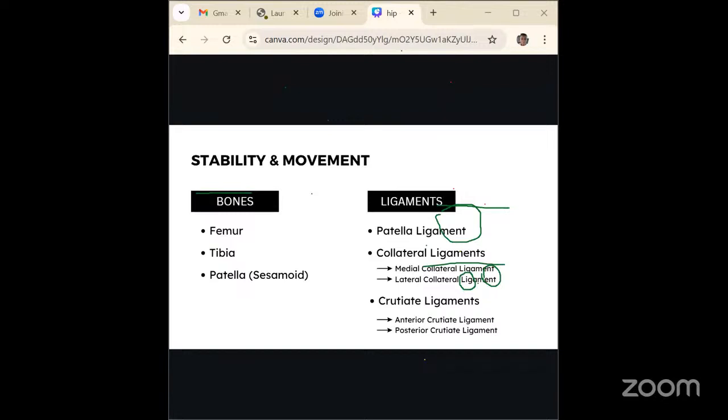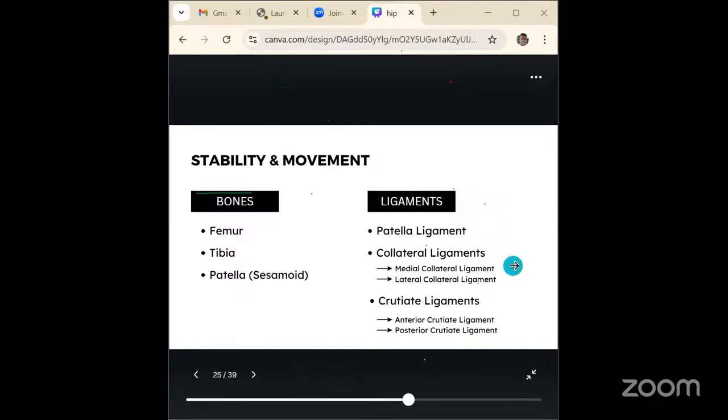This thing is not erasing. Let me erase it. Sorry about that. Okay, so let's see. We have the patellar ligament, number 1. Collateral ligaments, there are 2 of them, medial and lateral collateral. And then we have cruciate, anterior and posterior. Let's go to the diagram and appreciate them.